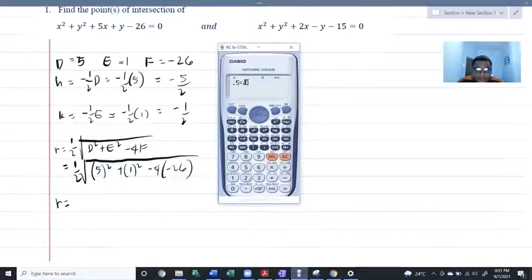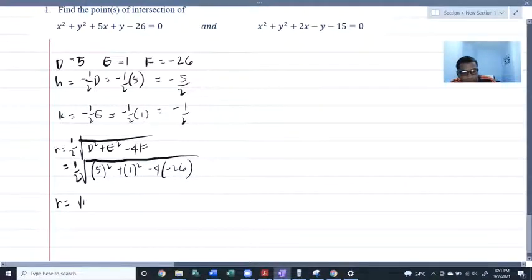Five times square root of 25 plus 1 plus 4 times 26, which gives square root of 130 over 2. So we have square root of 130 over 2. This is for our first circle. And now, proceeding to our second circle, our d is equal to 2. Our e is negative 1.